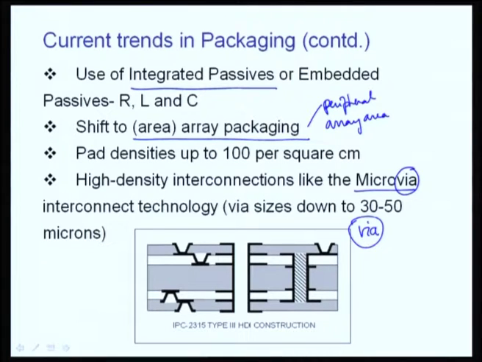When I say micro via, by definition it is any via that is less than 125 microns in diameter. Above that it can be called a simple via structure, but the micro via interconnect technology that is now being used in printed circuit boards has dimensions less than 125 micron. So, you can imagine the size.